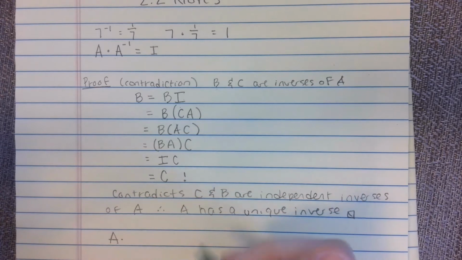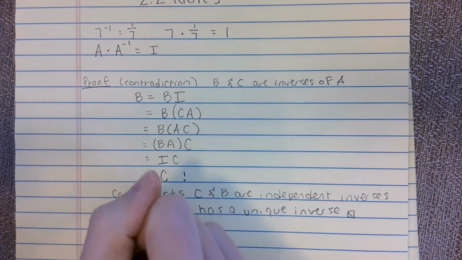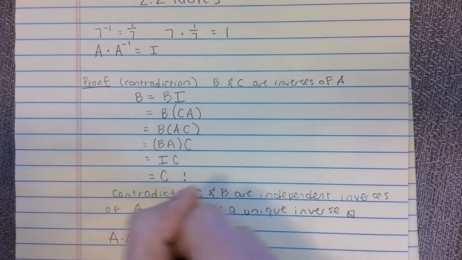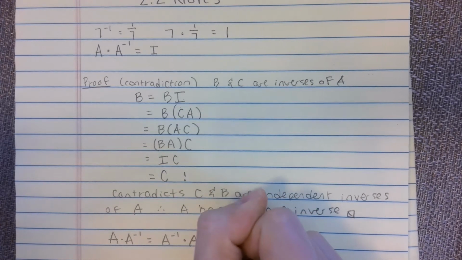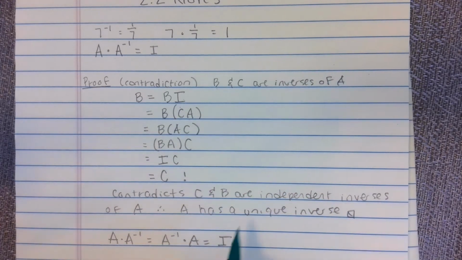Alright, so in conclusion, the inverse of A: a matrix times its inverse is equal to the inverse times that matrix. Either way, they're both equal to the identity matrix. And I added this little n in here to show you that the identity matrix could be for any dimension.